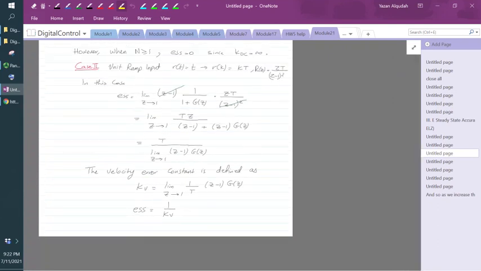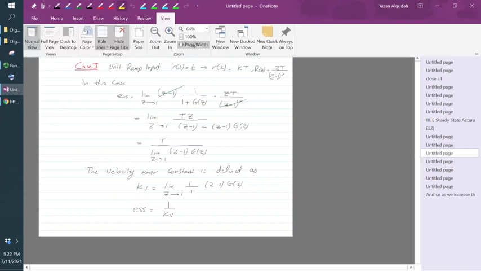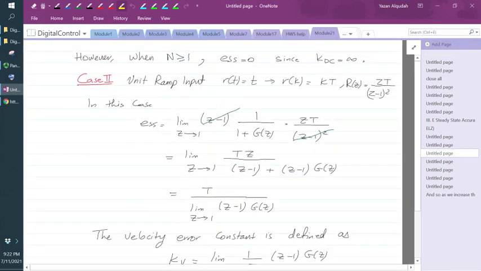Now what happens for the case when n is greater than or equal to 1? In this case, the steady state error is going to equal 0 because Kdc is going to equal infinity. And therefore, for the case when n is greater than or equal to 1, the steady state error is equal to 0.